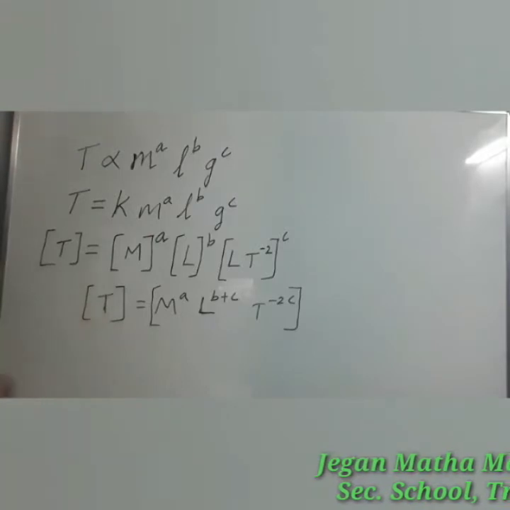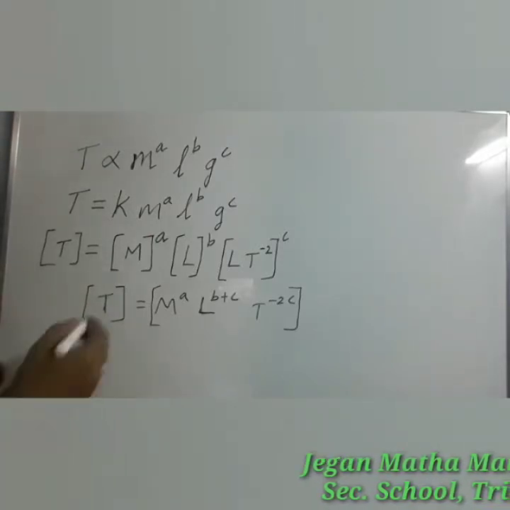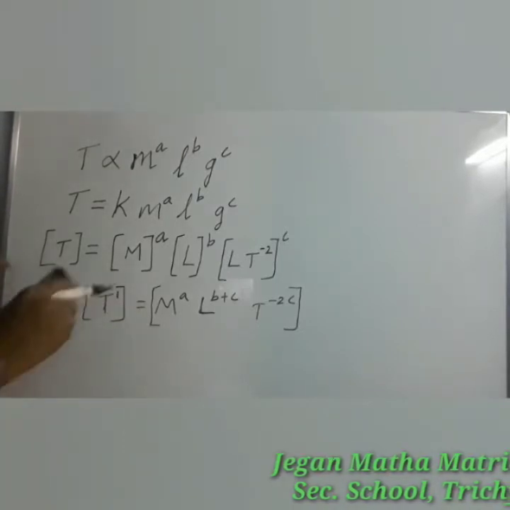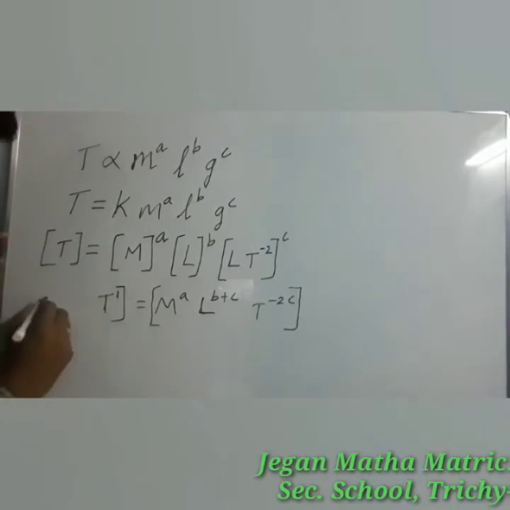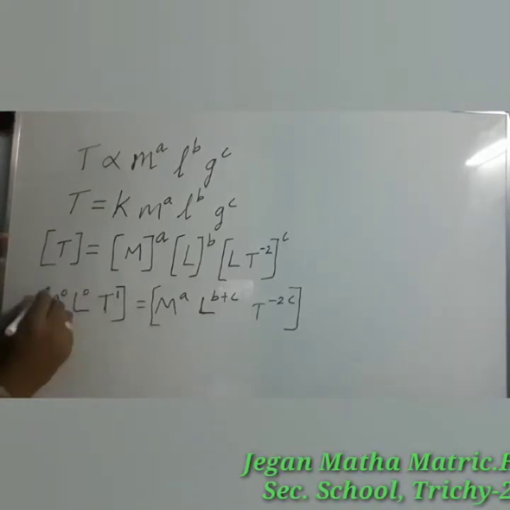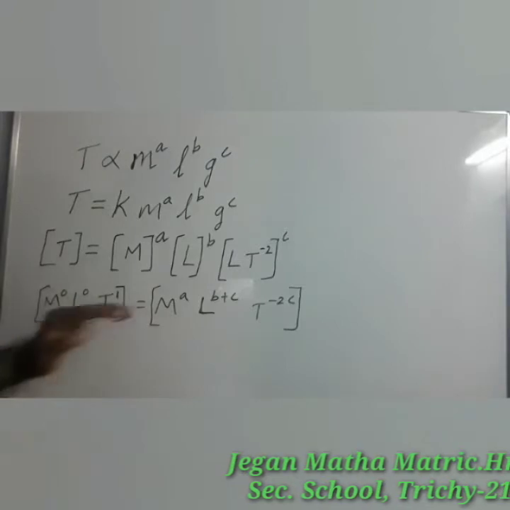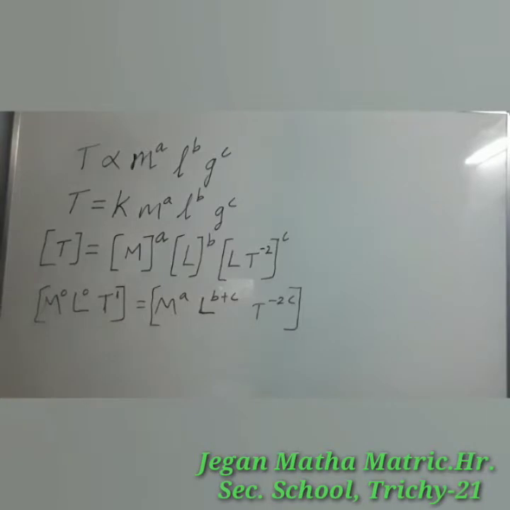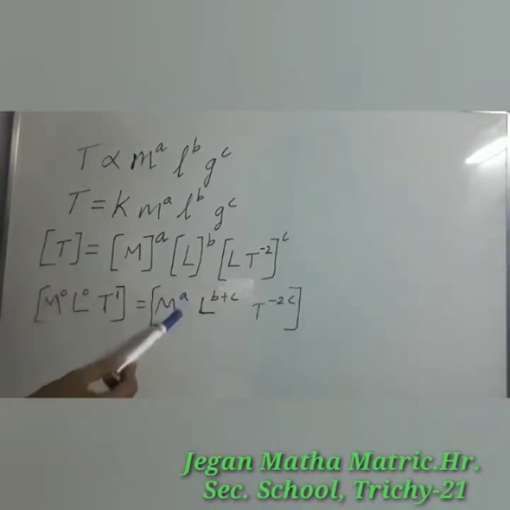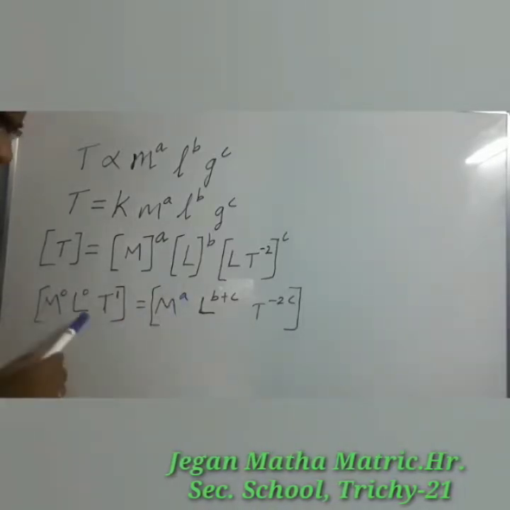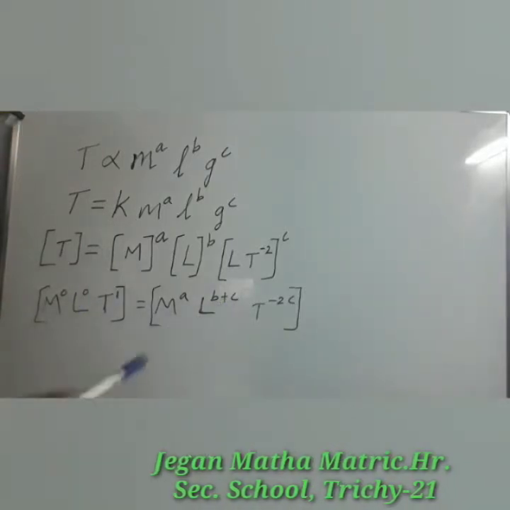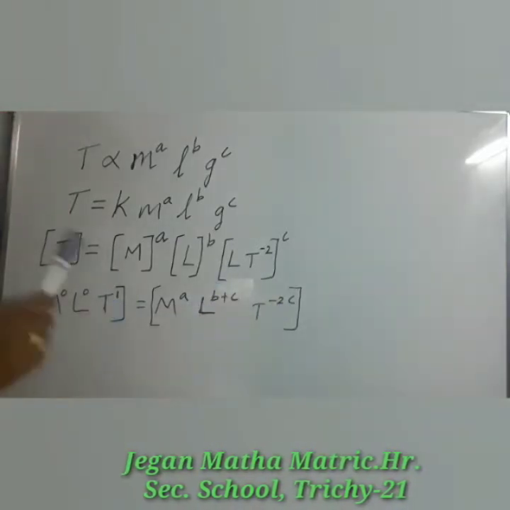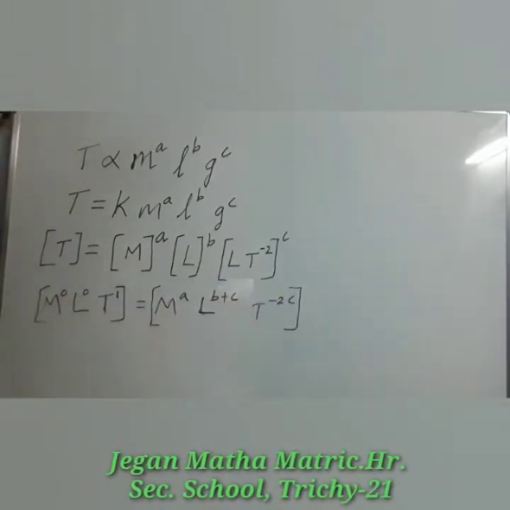So what about the left hand side? We have only one dimension, that is nothing but time. T power 1 is there. What about mass and length? They don't have a dimension, so that can be written as M power 0, L power 0. You can compare the powers of M, L, T on both sides. Here M power 0, here M power a. So a is equal to 0. Here L power 0, here L power b plus c. So b plus c is equal to 0. The third one, T power minus 2c, here T power 1. So minus 2c is equal to 1.